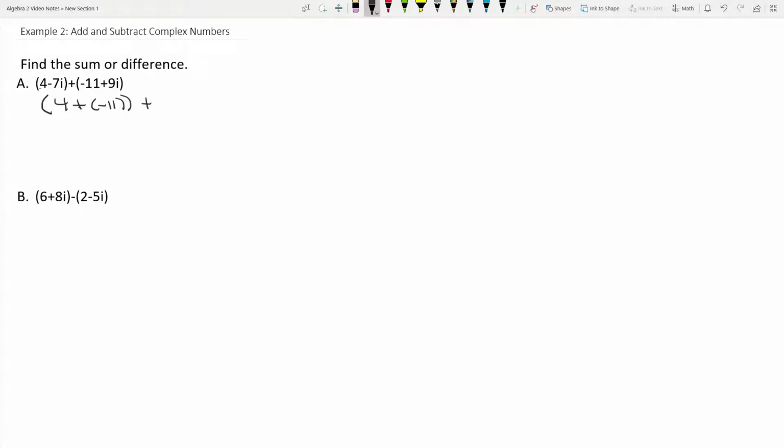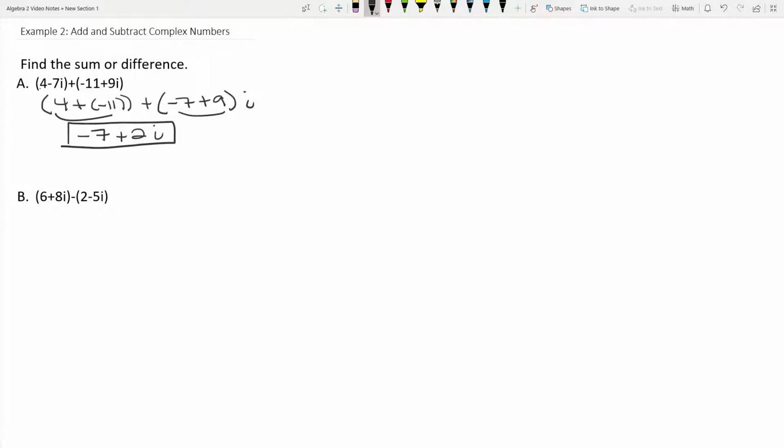So we got plus, now we got negative 7 plus 9i. So we're just combining the real parts. So this is going to be negative 7. And then negative 7 plus 9 is positive 2. So it'd be 2i. Very simple. All you do is combine the like terms.